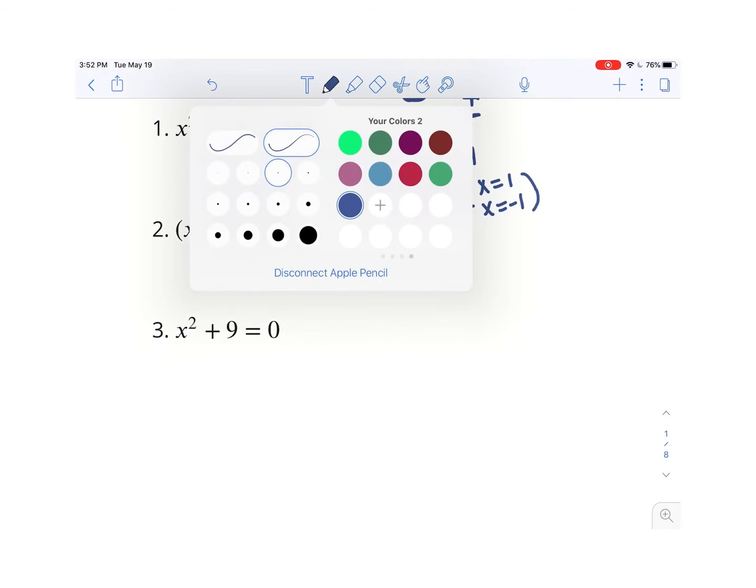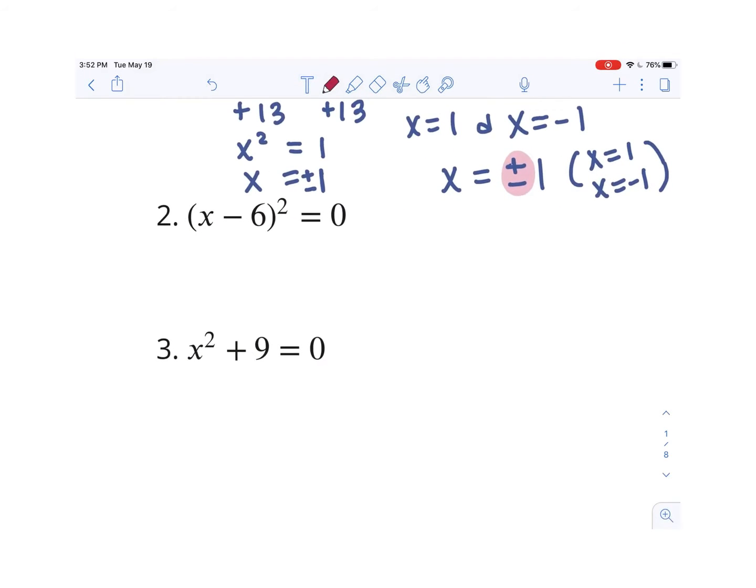All right, for number 2, we have x minus the quantity of the difference of x and 6 squared equals 0. And so here, if we were to take the square root of both sides, we can say that x minus 6 equals 0, and therefore x has to equal 6. Now we know based on the zero product property as well that in this case we only have one solution, and that is x equals 6, not positive or negative 6 in this case.